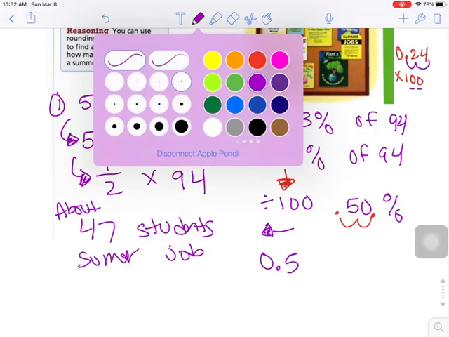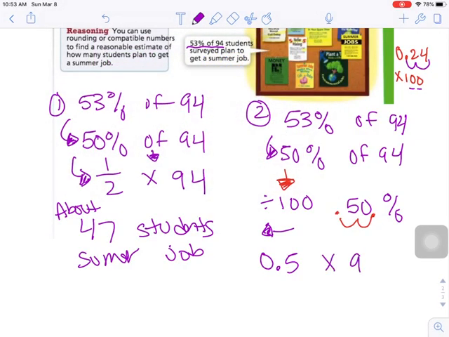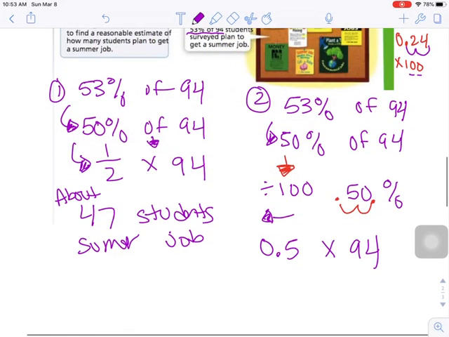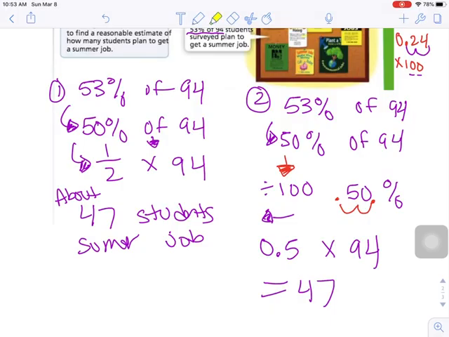So we have 0.5. We still have of, which means to multiply, and 94. And go ahead and put this in your calculators. Do 0.5 times 94. And you get the same thing, 47. So there are 2 ways that you can do it. You can estimate and use fractions, or you can estimate and turn it into a decimal by dividing that percent by 100 or moving the decimal place over twice.